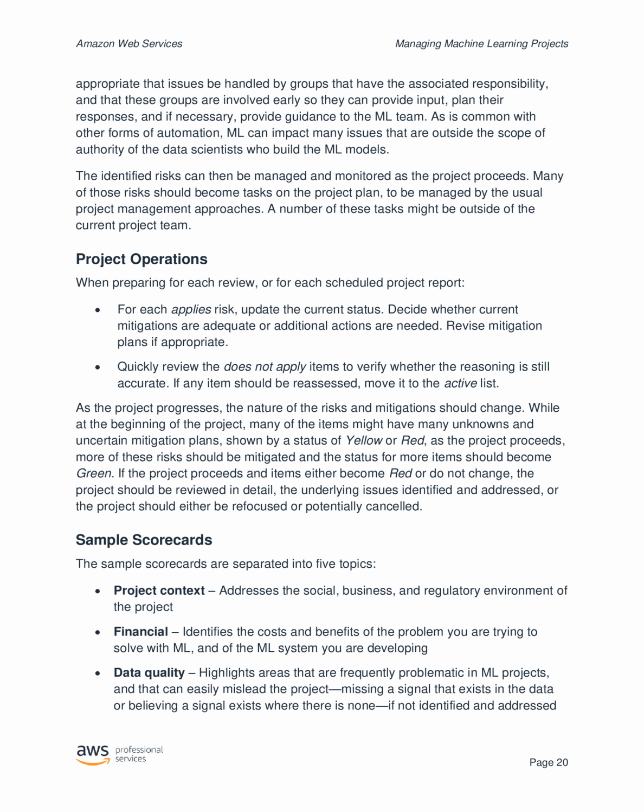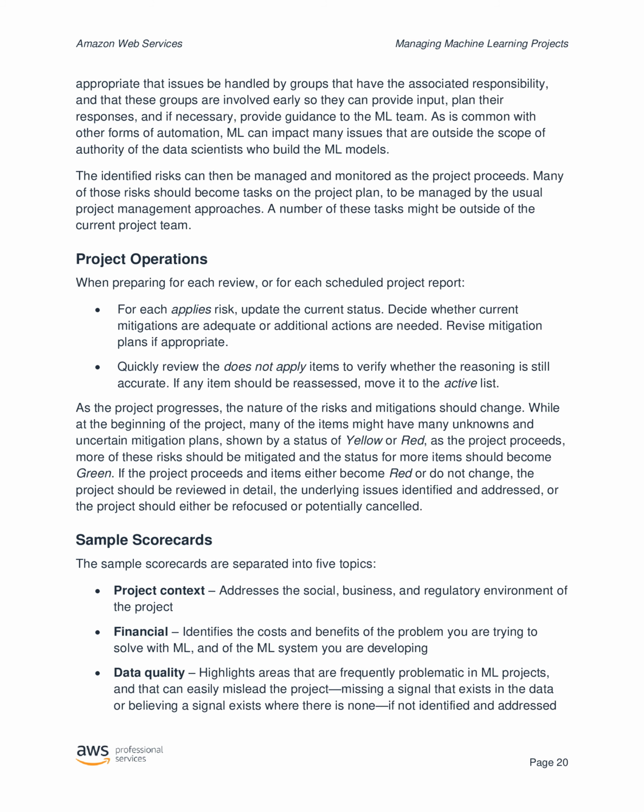Project operations: when preparing for each review, or for each scheduled project report, for each applicable risk, update the current status. Decide whether current mitigations are adequate or additional actions are needed. Revise mitigation plans if appropriate. Quickly review the does not apply items to verify whether the reasoning is still accurate. If any item should be reassessed, move it to the active list.